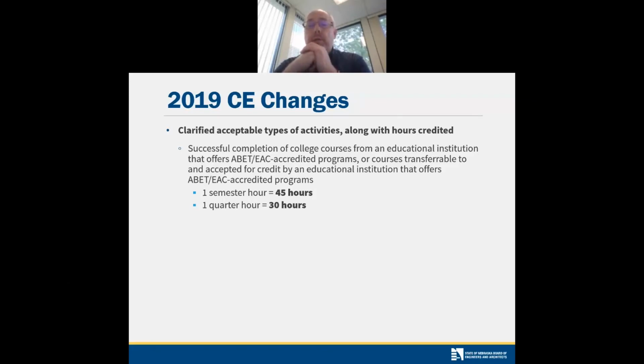So if you take a 3-semester hour course at the College of Engineering or College of Architecture, that will equate to 45 hours times 3, whatever that works out to be. So that is far and away all the hours you need, with the exception of your one ethics hour. Same calculation if that institution calculates their hours by quarters instead of semesters. You take those quarter hours times 30, and that equates to how many hours of continuing education you get.